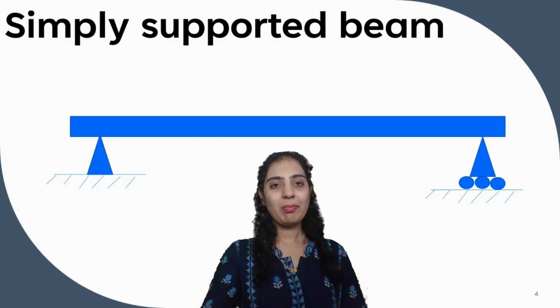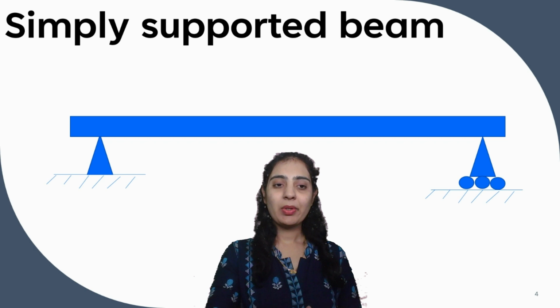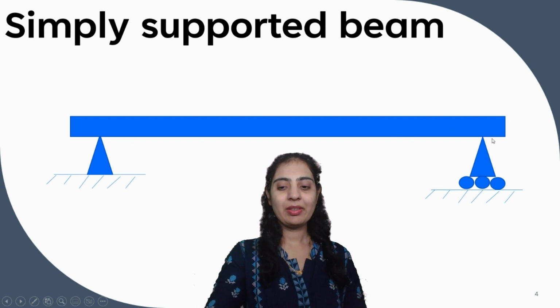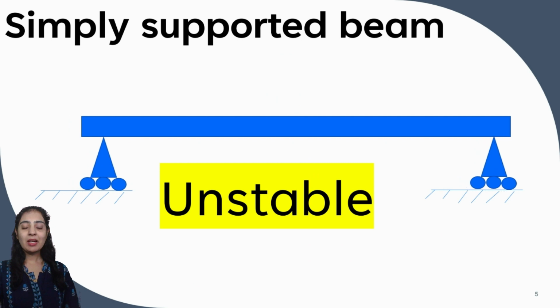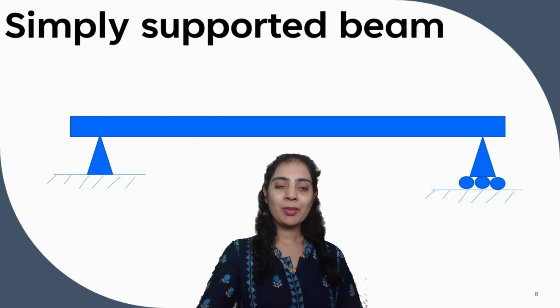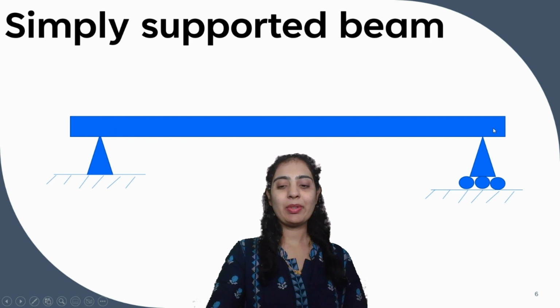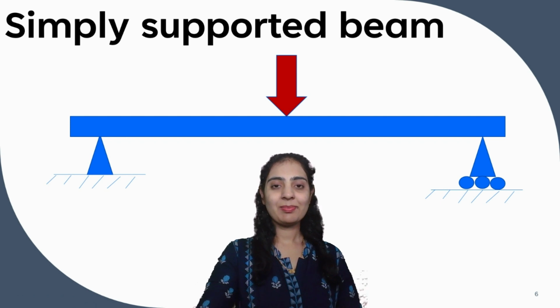This is the simply supported beam. In this beam, one end is a pin support and the other end is a roller support. If both of the ends are rollers, then it will be an unstable structure. It will just roll away with the application of a lateral force. So, this is a simple support. One end is pin and the other end is a roller support. And the load is applied at the center.